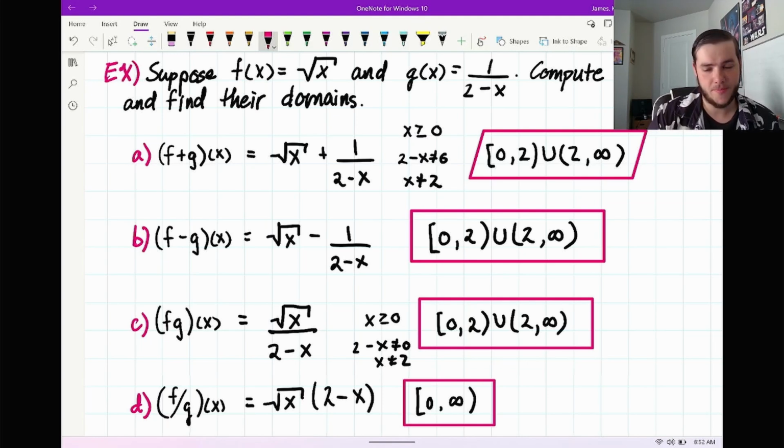In part A, I got that by noticing, under the radical, that x has to be greater than or equal to 0, and in the denominator, 2 minus x can't be 0. The same logic applies to parts A, B, and C. In part D, though, I no longer have a denominator to consider, so I just have to worry about the radical.